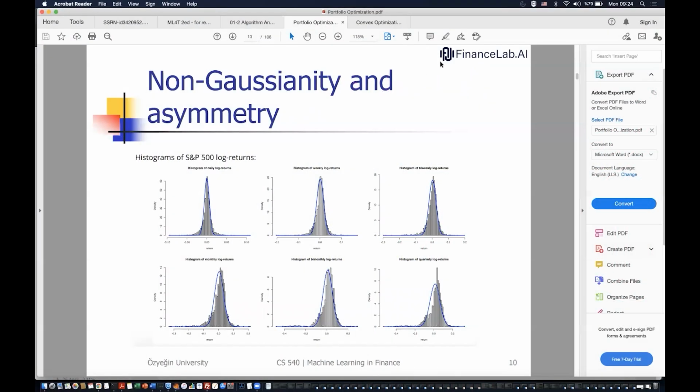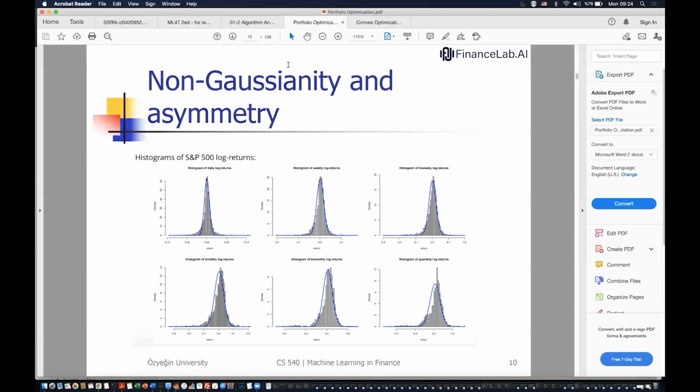We assume that there is noise added here in the market, that the random walk is Gaussian, and we don't know the direction. But if you look at the markets at different intervals, then we tend to see non-Gaussianity and asymmetry. So in this case, for instance, if you look at the histogram of daily returns, the x-axis is the return.